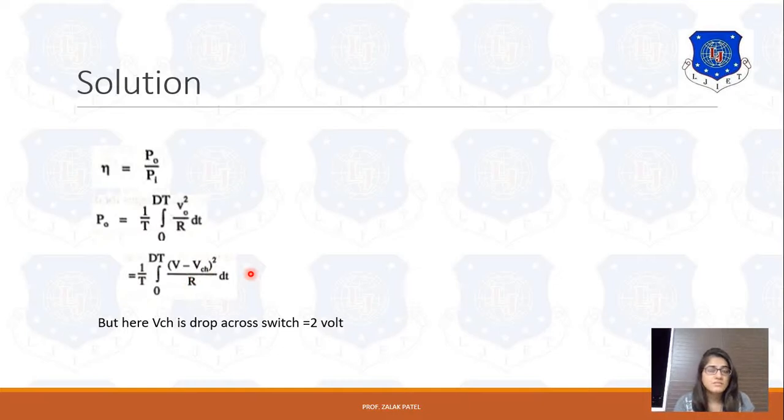So this term is V minus Vch square upon R into dT upon T, where T and T will get cancelled out. So this term into D will remain, and the duty cycle is given as 30%, that is 30 upon 100, meaning 0.3. Our input voltage is 200, the chopper voltage is 2 volt, so 200 minus 2 square upon 10 into 0.3. Here 10 is our resistance value. If we put these values into the equation, it will be 1176.12. So this is our output power.